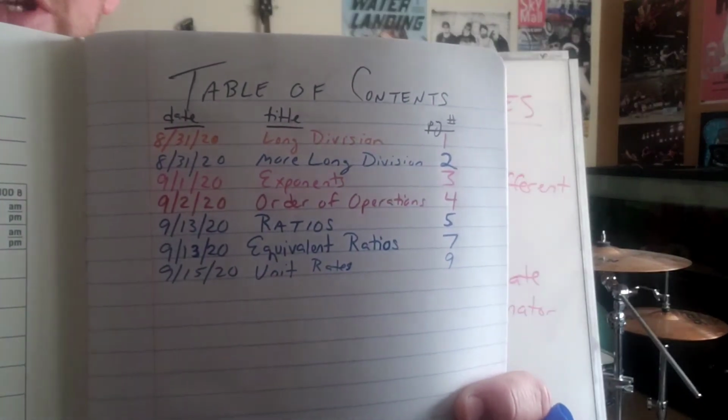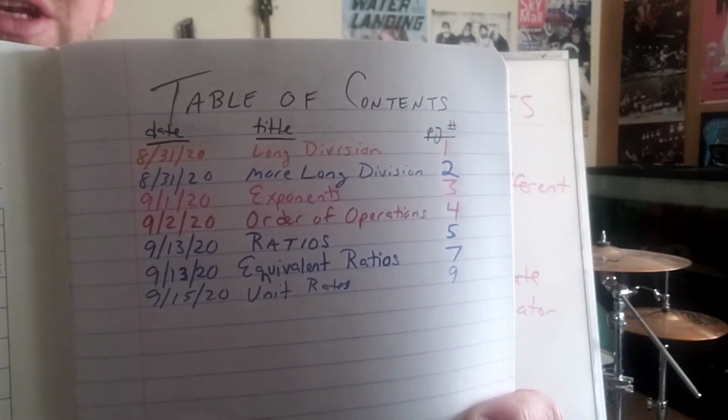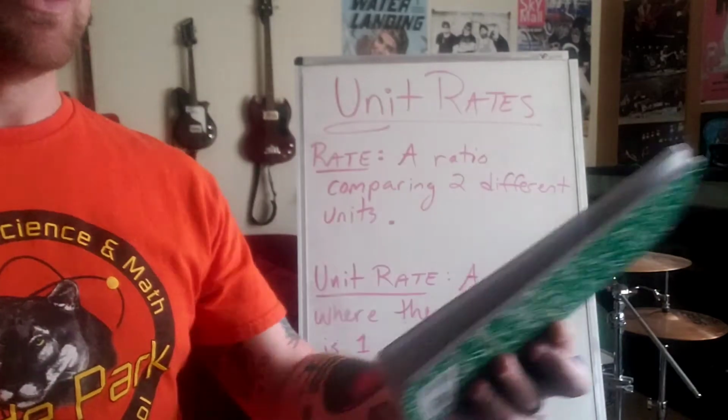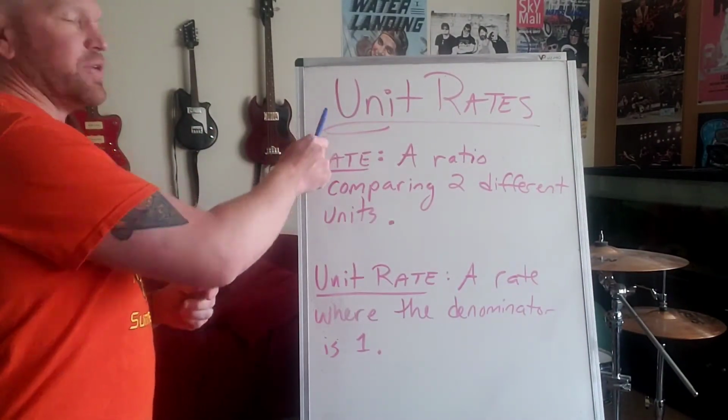You should have all these notes. If you're missing any of these notes, go back to the modules to look at the videos to take the notes. Okay, then go to whatever page you're on. At the top of the page, write down unit rates.